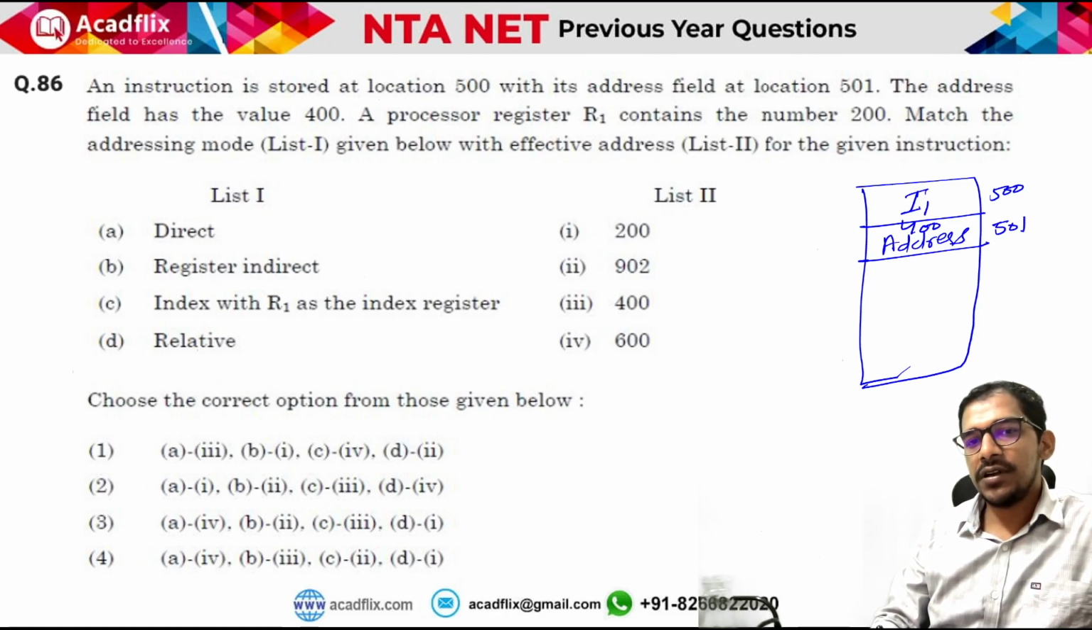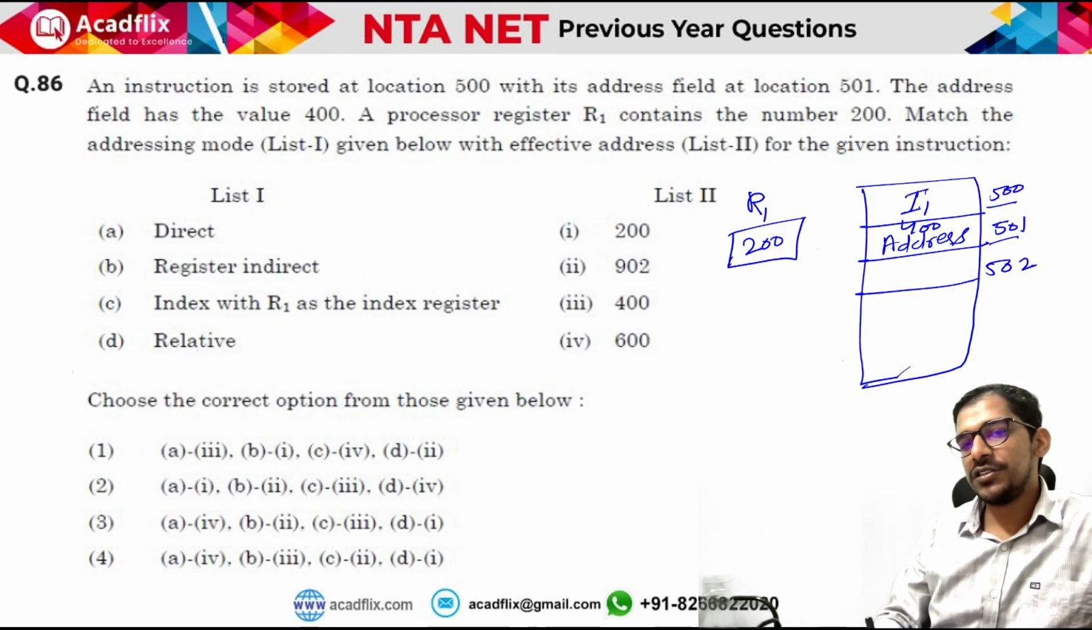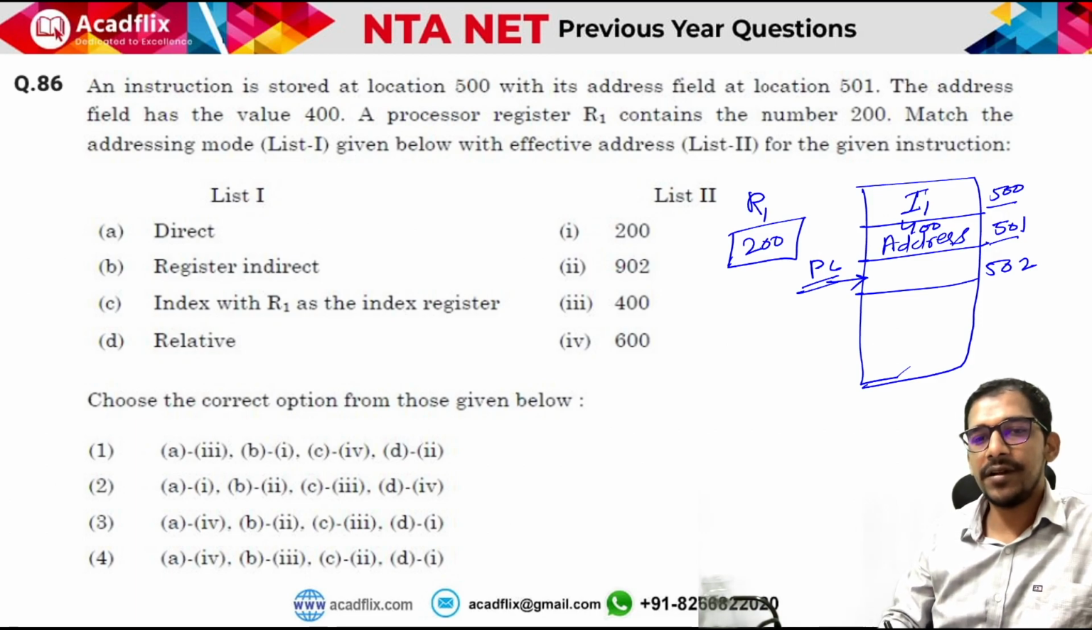A processor register R1 contains the number 200. Match the addressing modes given below with the effective address for the instruction. One more thing to notice here is that this instruction is stored in 2 bytes, that is 500 and 501. So the next instruction will be at the location 502. That means the program counter will be pointing to the location 502. This will be useful in the case of PC relative addressing mode.